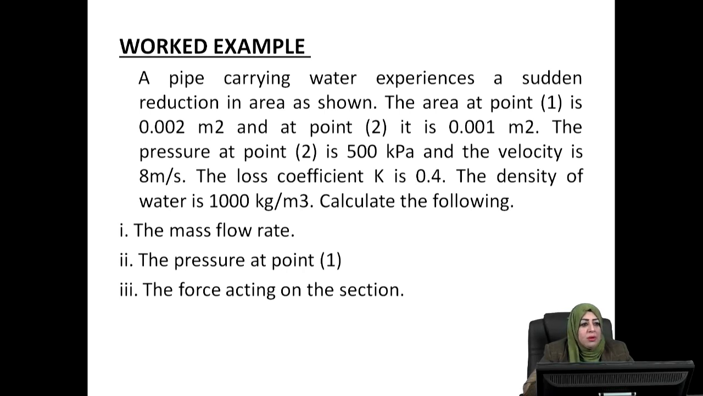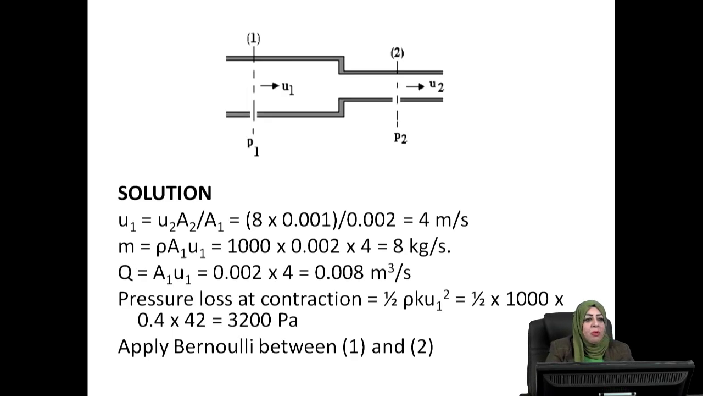Calculate the following. The mass flow rate اللي هي الام دوت. Pressure at point 1 الضغط بنقطة واحد. The force acting on the section القوة المسلطة على النظام. وهذا الشكل اللي يوضح عندي نقطة واحد يقاس عندي الداتا الموجودة بها اللي هي P1 U1. نقطة 2 الداتا الموجودة بها اللي هي P2 U2.